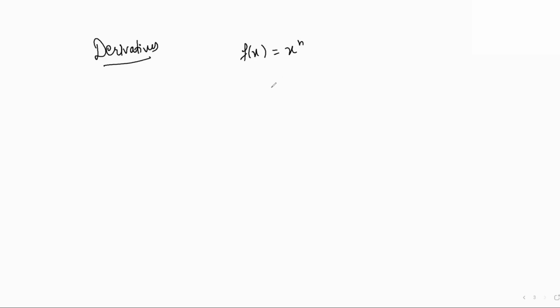Yes. So basically, suppose the function is x raised to the power n. I'm talking about the polynomial function, right? When we find its derivative, we denote it as f dash x, or suppose this function is y, we denote it by dy by dx, because we are taking the derivative with respect to x. Am I clear? Yes.